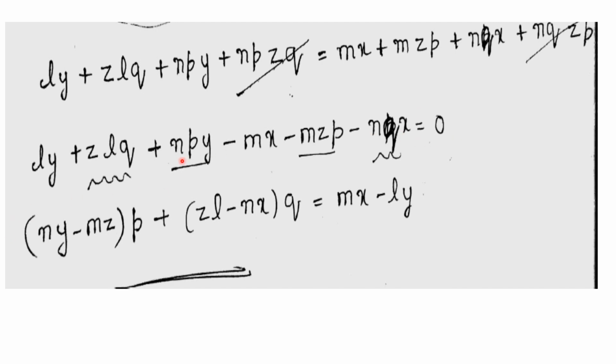Now between these two terms, that is npy and mzp, which is a common term? That's p, right? So take p as a common term. Whatever term remains inside the bracket, that is ny minus mz, plus between these two terms, q is a common term, so what will remain inside the bracket is zl minus nx into q. Take all the remaining terms as they are to the right hand side, or else you can keep them as they are on the left hand side also. So that will be your final answer. We'll move on to the next problem now.